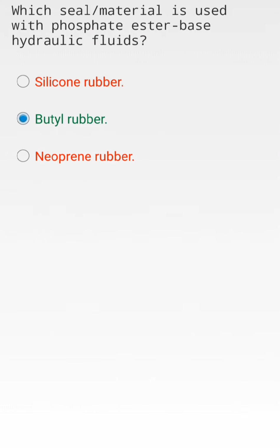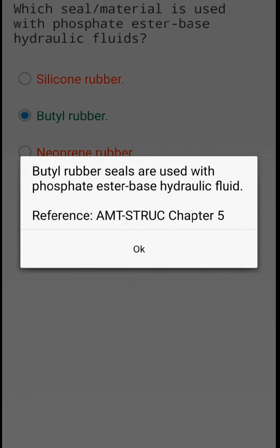Which seal material is used with phosphate ester base hydraulic fluids? Butyl rubber. Butyl rubber seals are used with phosphate ester base hydraulic fluid.